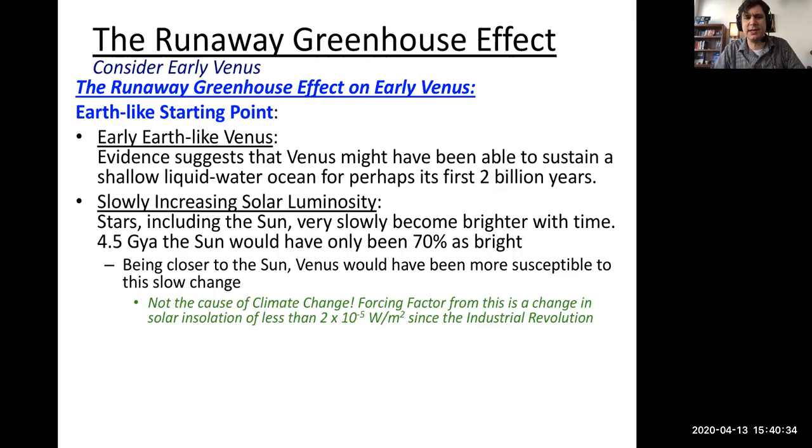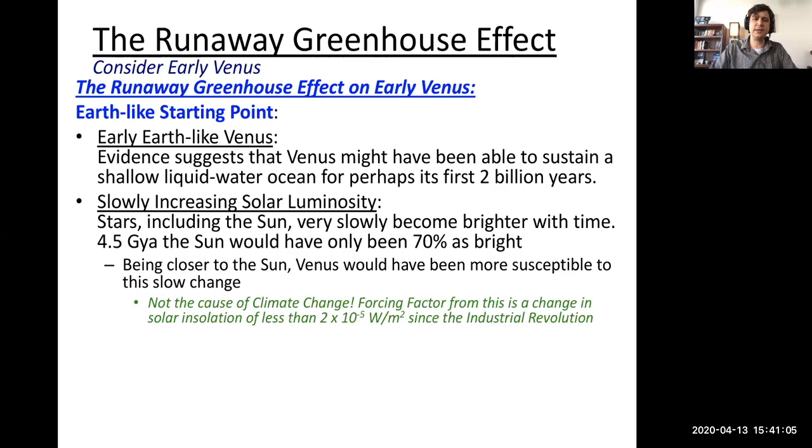Please see the supplemental slide. This is not a forcing factor in climate change. So this is a change of less than 2 times 10 to the negative fifth watts per meter squared since the Industrial Revolution. And you have to remember that in climate change, we're talking about several watts per meter squared. So we are talking about at least 6 or 7 orders of magnitude less of an effect. So negligible is an easy way to put it.